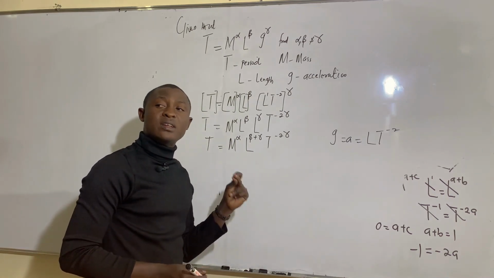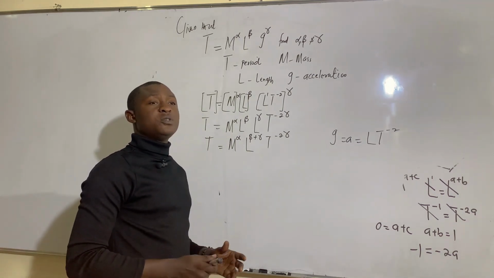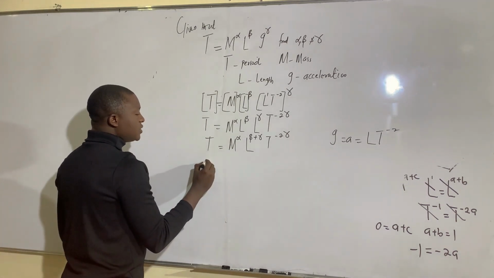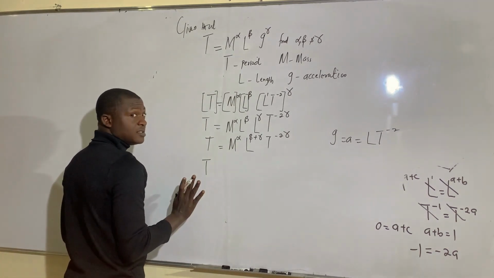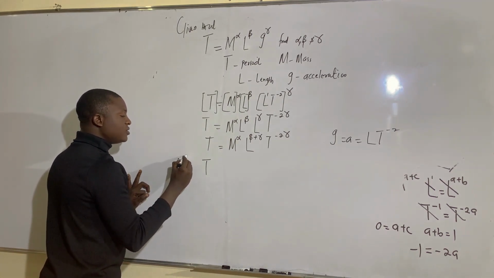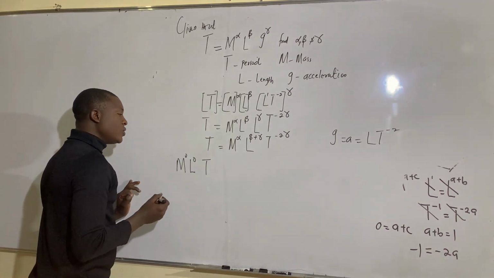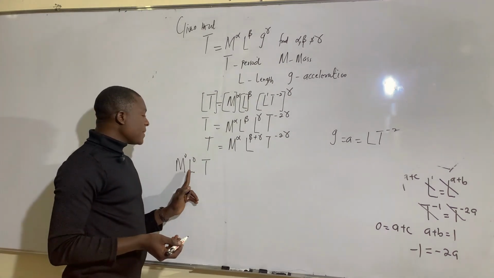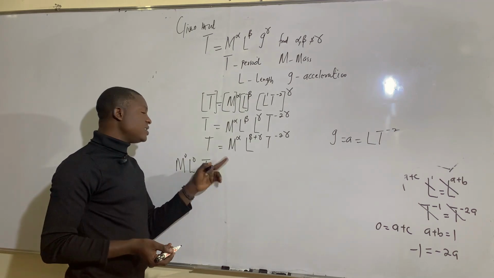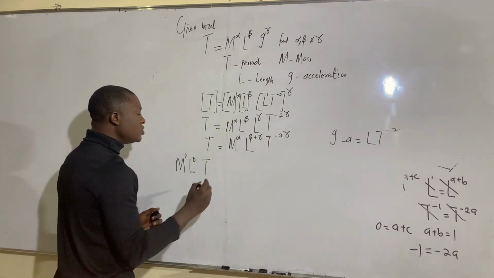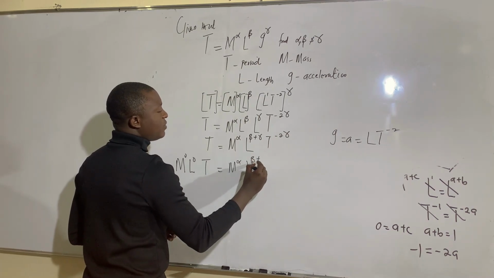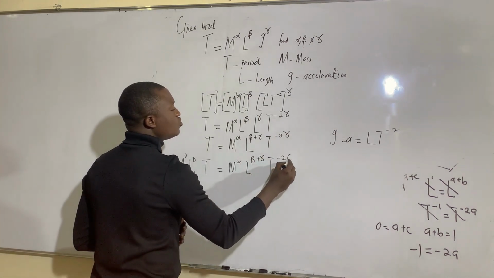Recall that under the law of indices, anything raised to the power of 0 is 1. Just be picking them one after the other. So here this one can be T. T remains as it is because it doesn't change anything here. There I can have M raised to the power of 0 and L raised to the power of 0 as well. You know, M raised to the power of 0 is 1. L raised to the power of 0 is also 1. So if I multiply 1 times T, I will still have T, right? Good. So M raised to the power of alpha, L raised to the power of beta plus gamma, and T raised to the power of minus 2 gamma.